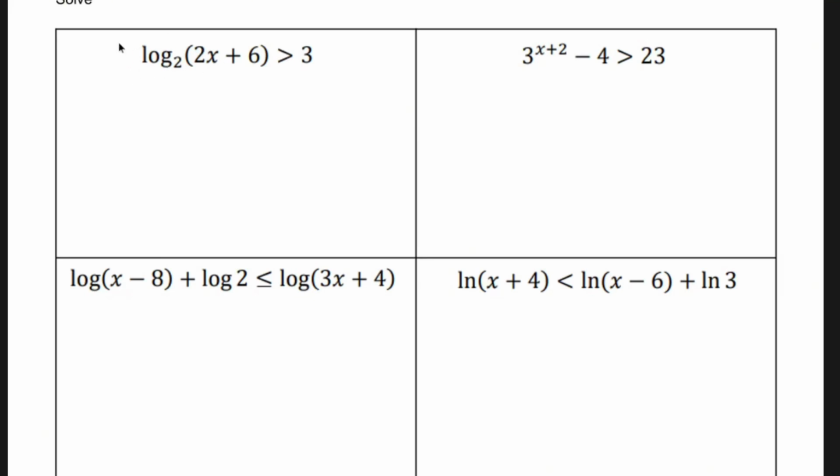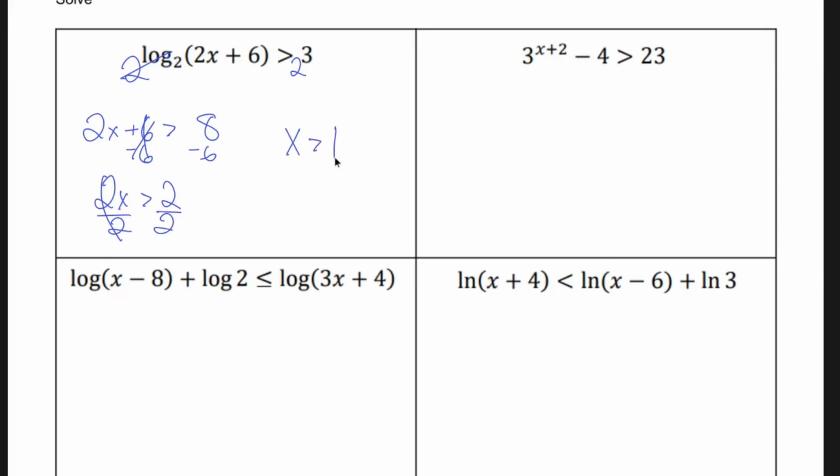I need to get rid of log base 2, so I'm going to base 2 both sides. That allows you to cross out, giving me 2x plus 6 is greater than 8. Subtract 6, subtract 6. That gets you 2x is greater than 2. Divide 2, x is greater than 1.